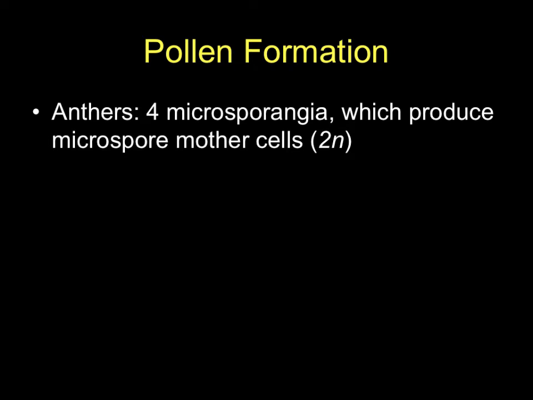Okay, so with the anthers now forming pollen grains, microsporangia are involved in each anther, involved in producing what are called microspore mother cells. And again, these are diploid. These are not pollen grains. These are not haploid yet. They're not to the point where they can participate in fertilization.